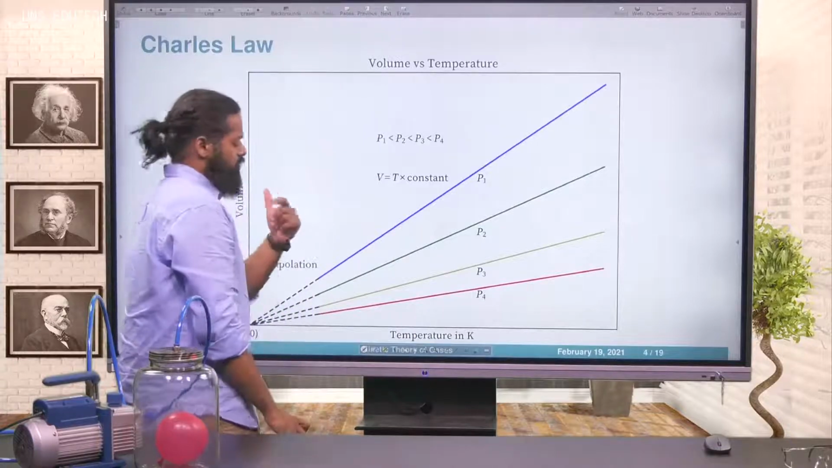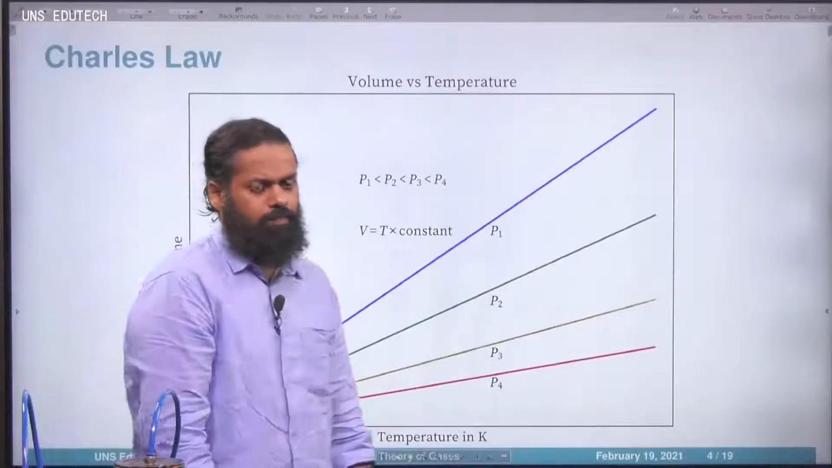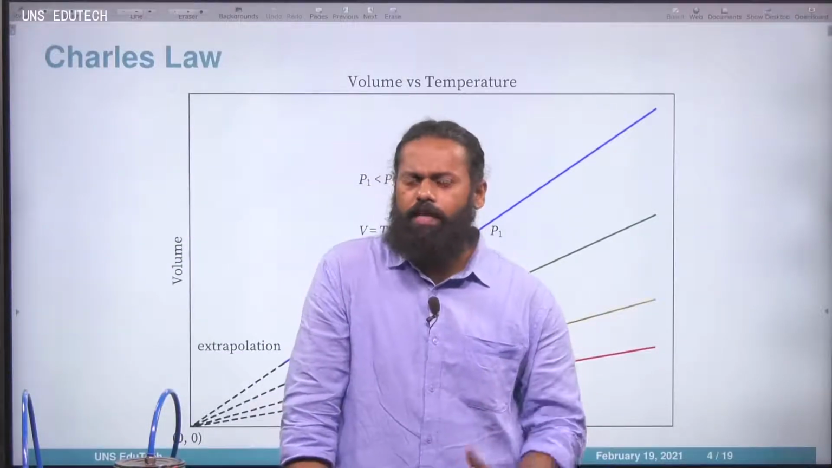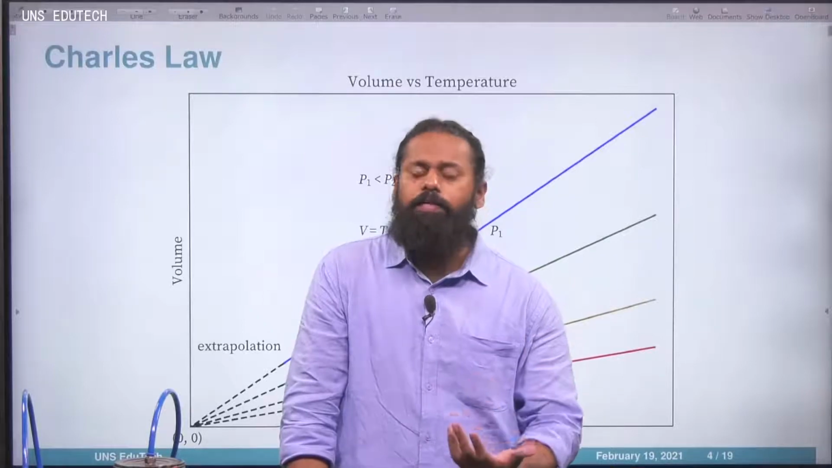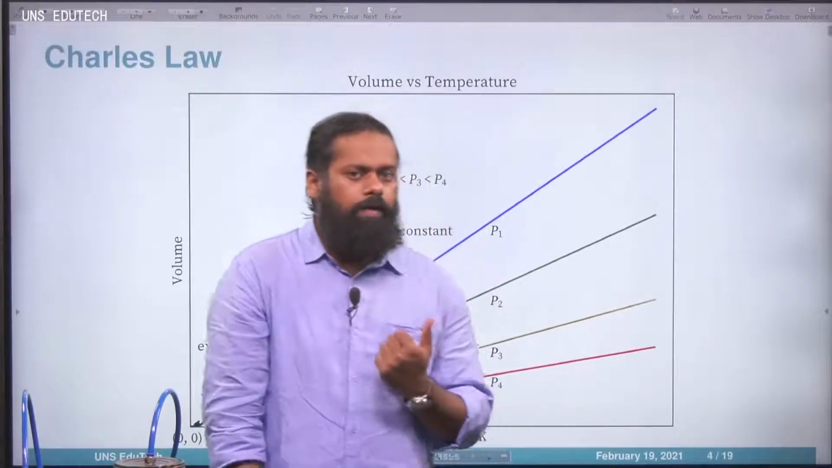Now the second one is Charles's law. See, this is a relationship between volume and temperature. I hope all of you might have already studied volume versus temperature. What exactly happens to the volume if you are increasing the temperature? That is what we are going to discuss.